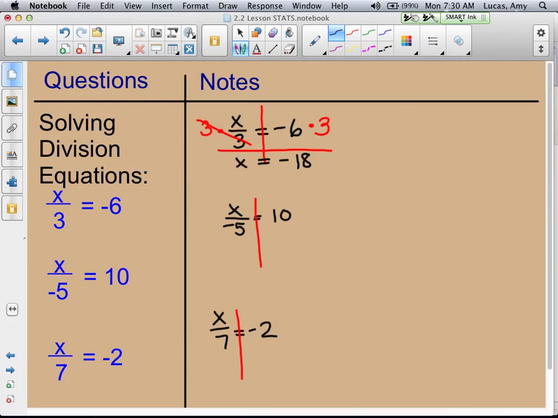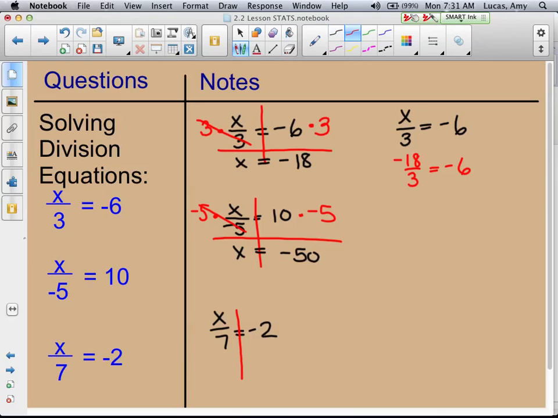Think about it if you check this. In the original problem right here, if I put in -18 where the x is, this should make sense to you. -18 thirds, or -18 divided by 3 equals -6. The next one, I'm going to multiply by -5 on both sides to get the x by itself. So, x equals -50. And on the third example, multiply by the 7 on both sides. So x equals -14.